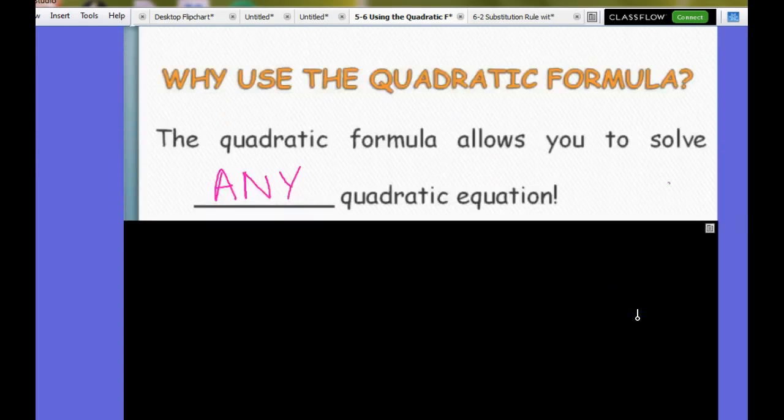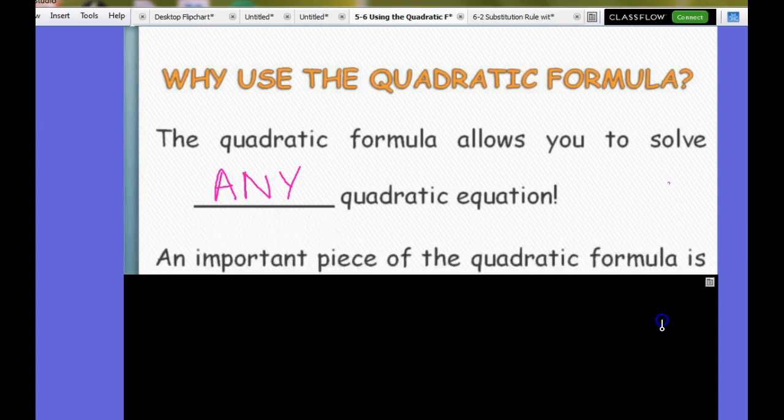So, why do we use the quadratic formula? Well, the quadratic formula will solve any quadratic equation. We saw with factoring, if it wasn't factorable, we wrote prime. Now you wouldn't write prime. You would use the quadratic formula and get your solutions.